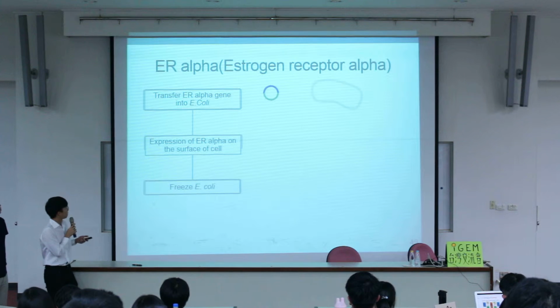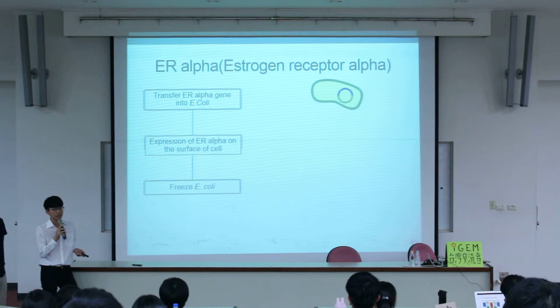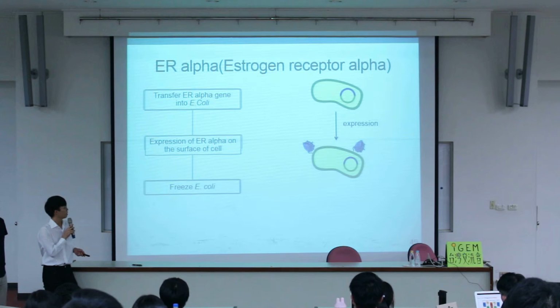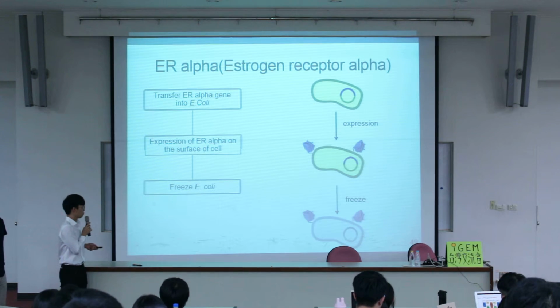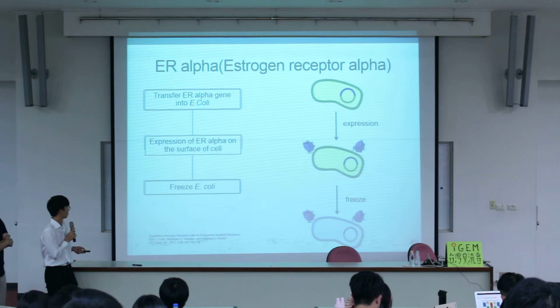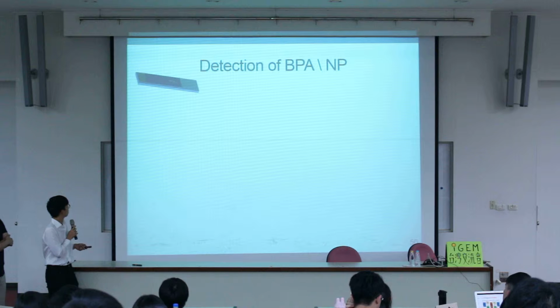ER alpha can bind to EDCs and change its structure, so it can bind to the monobody. What's more, it can be expressed on the surface of E. coli. So after its expression, we will freeze the E. coli to let it lose its activity.